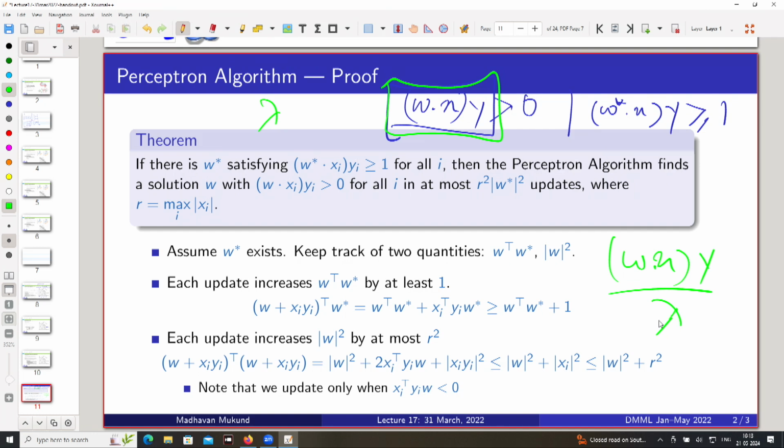So if I just drop this negative quantity, then I just have W square and this square term. Here yi is just plus 1 or minus 1, so it has nothing to do with length. And this is just the length of xi square, whose maximum value is R square. So whenever I do an update, W square increases by at most R square. Is everyone fine with this?